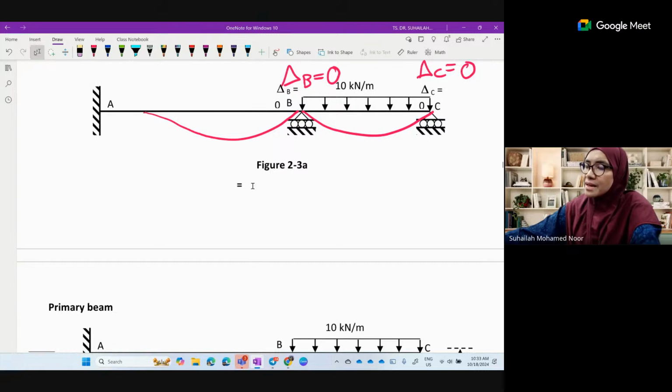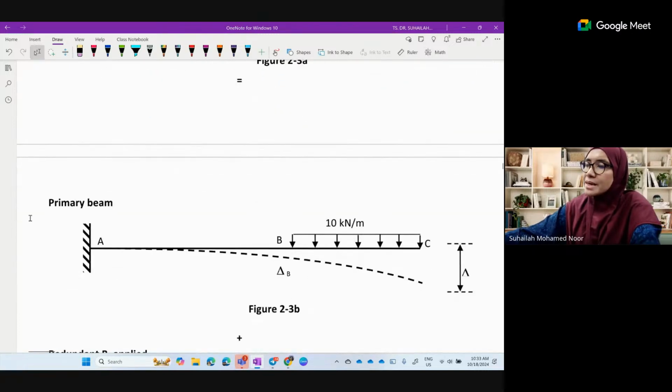Nampak tak sama dengan ni? Equal to primary beam. Primary beam, there is no BY and CY, there is no roller. We have removed the redundant. The roller BY and CY has been removed. Okay, now it is cantilever beam. It is cantilever beam subjected to external loading. So now it is UDL along member BC.